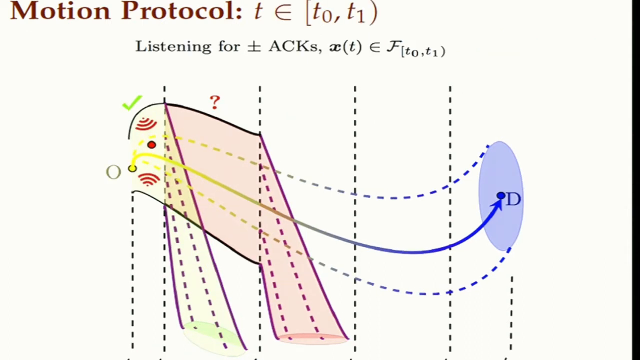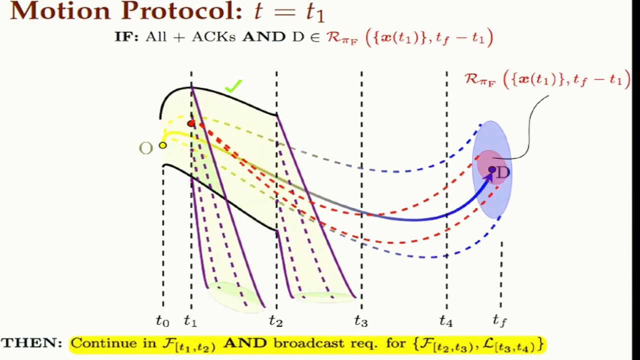In between t0 to t1, when it is flying within its already cleared flight tube, it is listening for positive or negative acknowledgements from all drones. And at the moment t1, when it arrives at the decision-making instance, it is going to check whether it has received approval or denial from all neighboring drones. If it has received all positive acknowledgements from the neighboring drones, it is going to do an extra computation. It is going to recompute the reachable tube from that time instance t1 to see if it still has hope to reach the destination point.